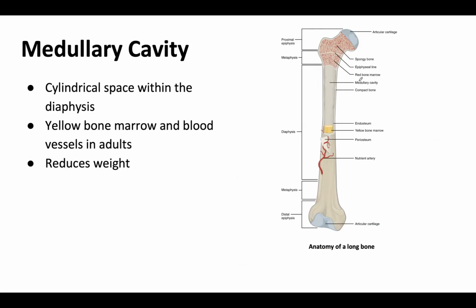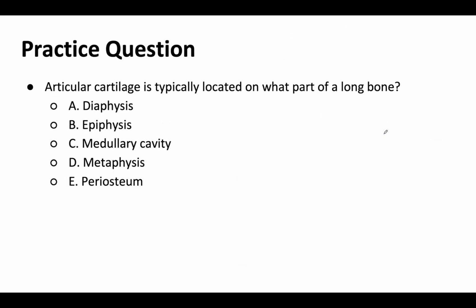Finally, there is the medullary cavity. Sometimes you'll hear marrow cavity, which is more of a space than a structure. It's a cylindrical space as it lies within the diaphysis. And in adults, this space is filled with yellow bone marrow as well as blood vessels. And since this space is not filled with that relatively heavy compact bone, it really reduces the weight of long bones, in addition to the spongy bone in the epiphyses. And so this is important in allowing that free movement of the bones.